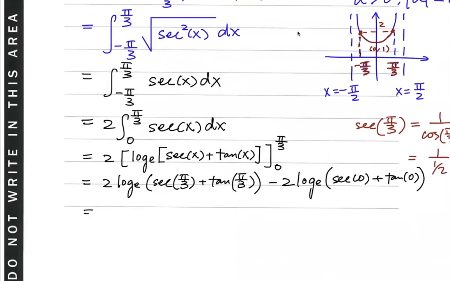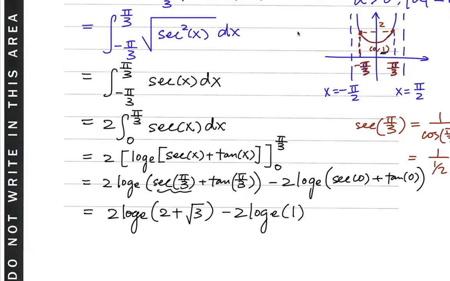All right, so it's 2 log e. We already calculated secant pi on 3, which is 2 plus root 3, minus secant 0, which should be 1. So minus 2 log e 1, and this is nothing. So the answer is 2 log e of 2 plus root 3.